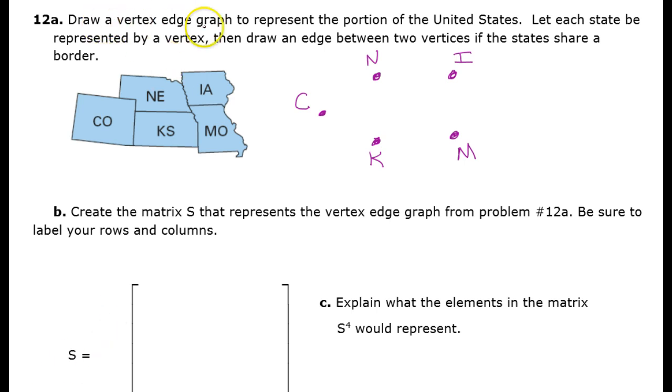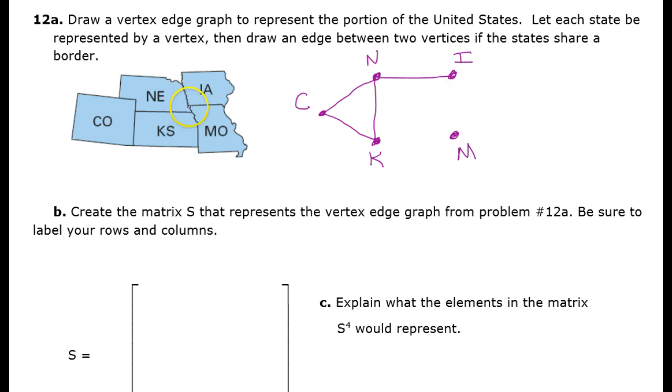We are supposed to draw a vertex edge graph to represent the portion of the United States. Let each state be represented by a vertex, then draw an edge between 2 vertices if the states share a border. So Colorado shares a border with Nebraska, and it also shares a border with Kansas. Nebraska, in addition to sharing a border with Colorado, also shares a border with Kansas, and it shares a border with Iowa.